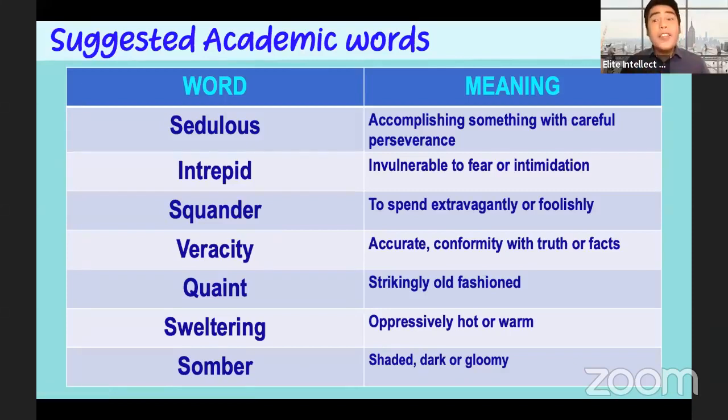Sweltering, right? Sweltering is oppressively hot or warm. Napakainit, no? Sweltering, okay? So use that when you meet your friends. Oh my gosh, girl, sorry, I'm late. It's sweltering outside. Sweltering, okay? It's oppressively hot or warm. Next one, somber.